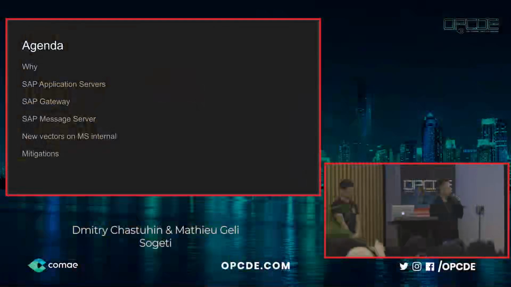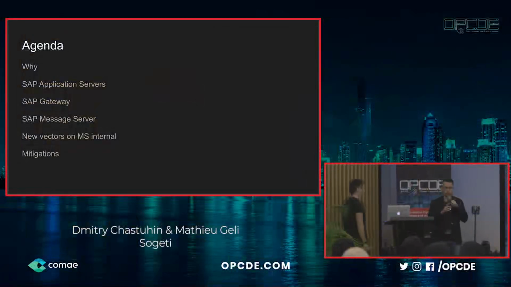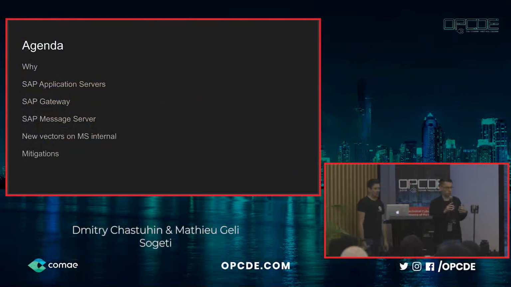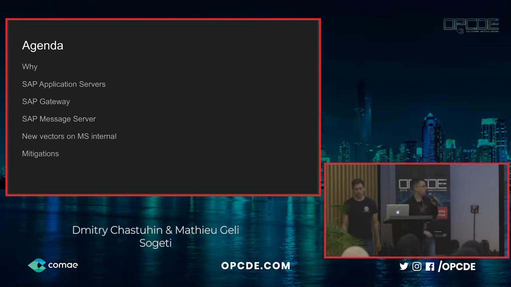So our agenda today is to give you a glimpse of our research process and why we did this specific research on SAP. We will present a few words about the fundamentals, the SAP application servers, and then we'll focus on specific components where we found issues: the gateway and the message server. We will present new vectors that we can apply to compromise systems through these problems, and of course, mitigation.